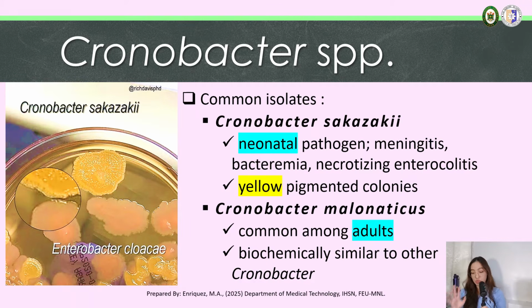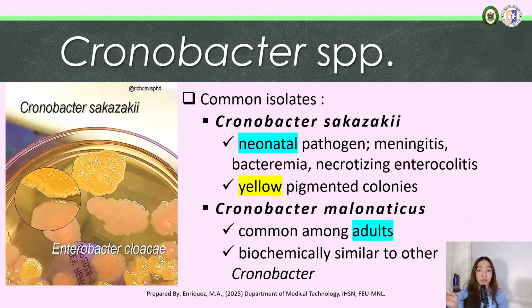Cronobacter is also included in the family Enterobacteriaceae, which contains 7 different species, but the most common human isolates would include Cronobacter sakazakii and Cronobacter malonaticus. So, Cronobacter sakazakii has been documented as a pathogen in neonates. All right. So it could cause meningitis, bacteremia, or necrotizing enterocolitis. And this could be recognized by its production of yellow pigmented colonies.